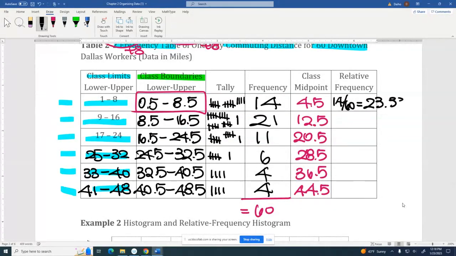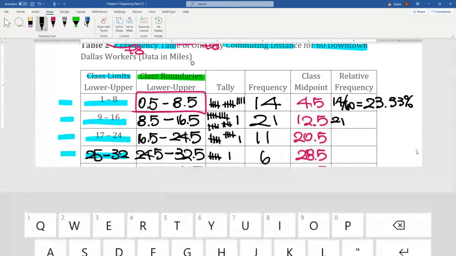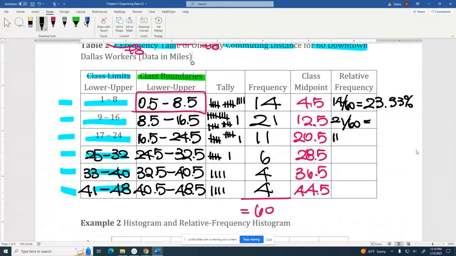23.33%. And the next one will be 21 out of 60. 11 out of 60. Oh, I knew it. 6 out of 60 must be 10%. And 4 out of 60. And 4 out of 60. You can do it by yourself. Please complete the frequency.